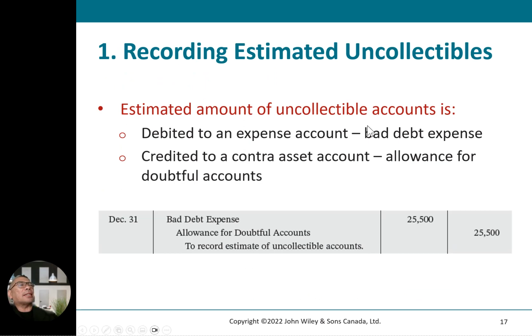Okay, number one, recording the estimated uncollectible amount. The estimated uncollectible amount is a debit to bad debt expense and a credit to the contra asset account, allowance for doubtful accounts. So how are you going to book it? Book it December 31st: bad debt expense, debit 25,500, and allowance for doubtful accounts, credit 25,500. This is basically to record the estimate of uncollectible amounts.